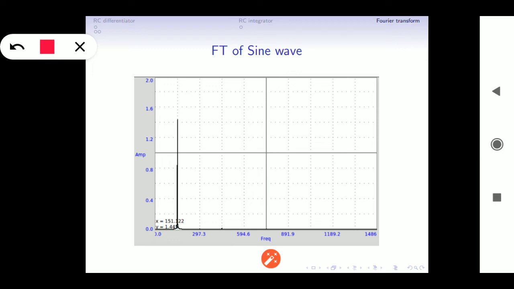So if you take the cursor and click at the top of this particular signal, then you will get the x and y values of the point where you click the pointer. The x value corresponds to the frequency and the y value corresponds to the amplitude. So if you set the frequency as 150 Hz, then the x value, the frequency value, should be around 150 only. In this diagram, the frequency is shown to be 151. And the y value gives the amplitude of the Fourier transform of the sine wave, which is basically the signal strength of the sine wave.